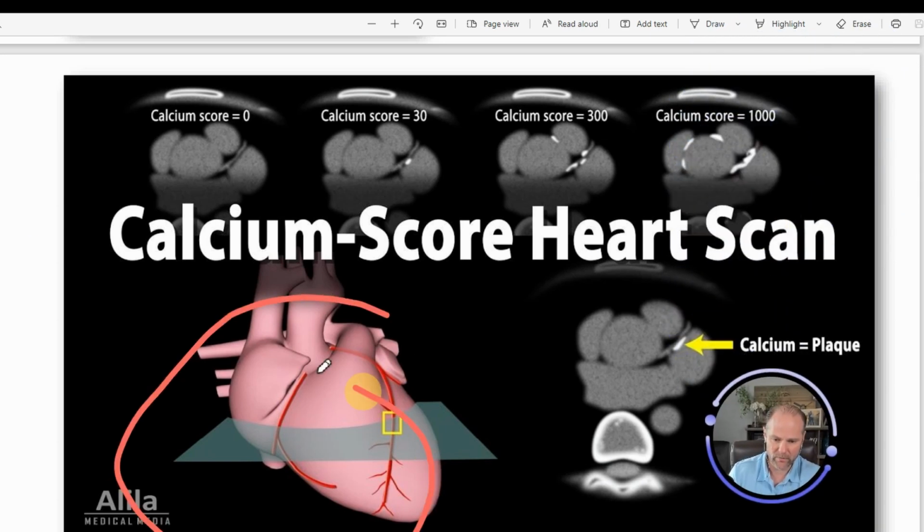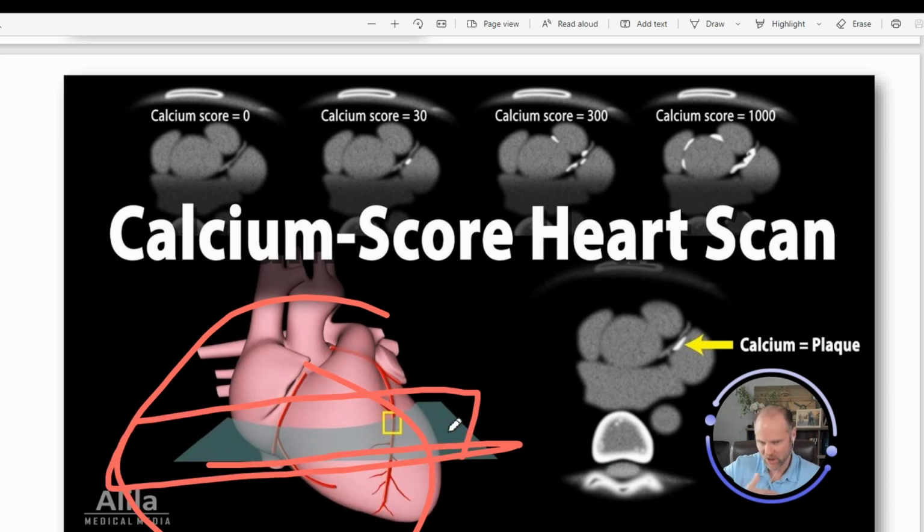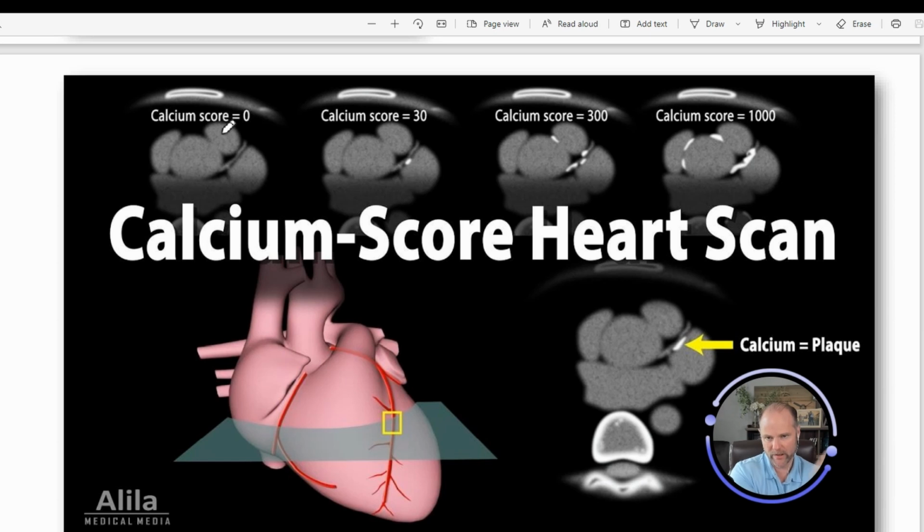So here we have the heart, right? And you can see this would be where the x-ray is going to go in your heart. Now, the score is from 0 all the way up to 1200. So here, this would be your heart, and this would be a score of 0, a score of 30, a score of 300, and then a score of basically 1,000.